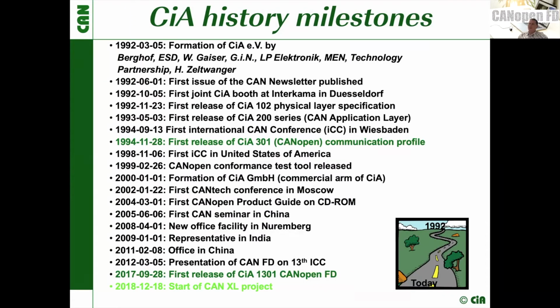Yeah, a brief history of CAN in Automation. CAN in Automation was founded in 1992. You see here the founding members: Bosch, ESD, Geiger, Jün, LP Electronic, MEN, Technology Partnership, and Mr. Holger Zeltwanger, who is since those days the managing director of the CAN in Automation association. So CAN in Automation tries to promote CAN. Therefore we publish quarterly a magazine, the CAN Newsletter, where we inform the CAN community about latest developments and movements in the application field of CAN.